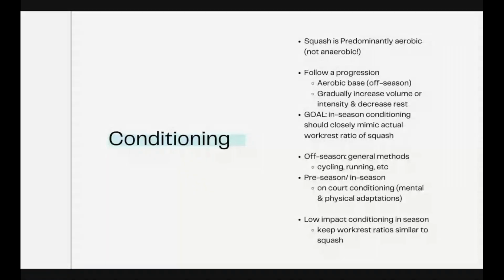So the first thing I want to talk about is to follow a progression. This means building your aerobic base first, ideally in the off season when you are further away from competition. And then gradually, every training block, you will increase either volume or intensity and decrease rest. I would say you want to start by increasing volume, then increase the intensity, and then decrease the rest. You can pretty much go through cycles of that, and you should see a nice trend of improvement.